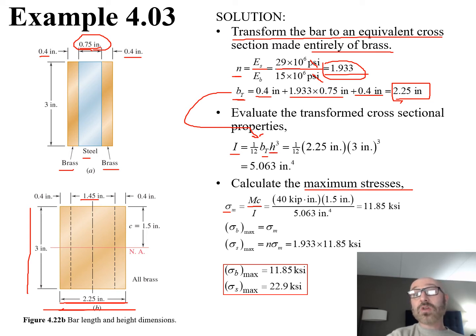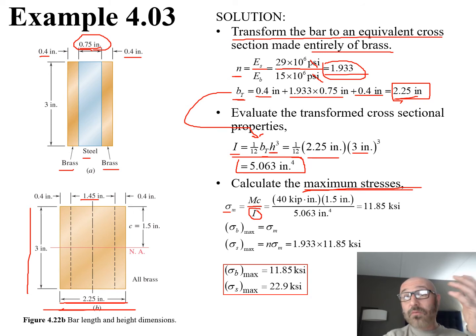This is equal to 1/12 now. Our b sub t we just found was 2.25. We can plug that in. Our h value is 3, cubed right there. So now we have an I value of 5.063 inches to the 4th. Double check, do your unit analysis. Does this make sense? Yes, it should be to the 4th power. So now we have a value for I that we can plug in down here in order to calculate the maximum stress, which is what they'd asked us to solve for in that problem.